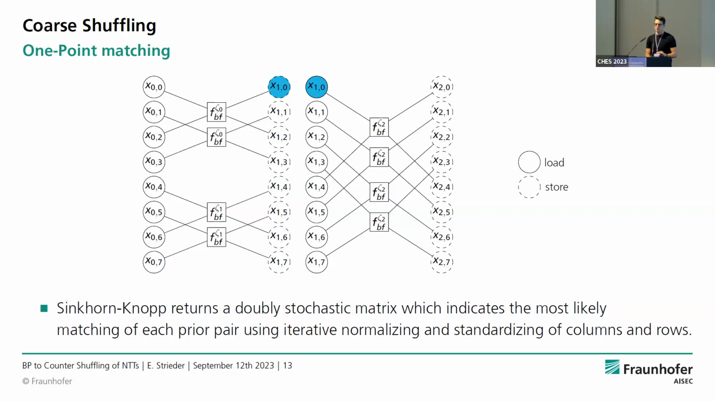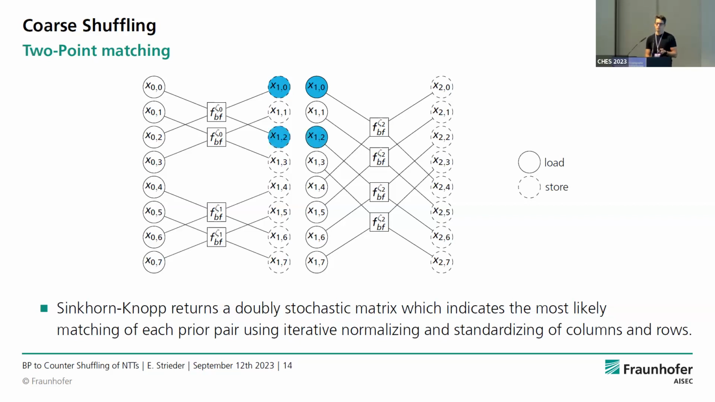And you get at the end, if the rows are summing up to 1 and the columns are summing up to 1, a doubly stochastic matrix. And this matrix can be used to unshuffle these measurements. We tried that for one-point matching, and we found that this is not the best way to do it. It was very noisy and the results weren't very promising.